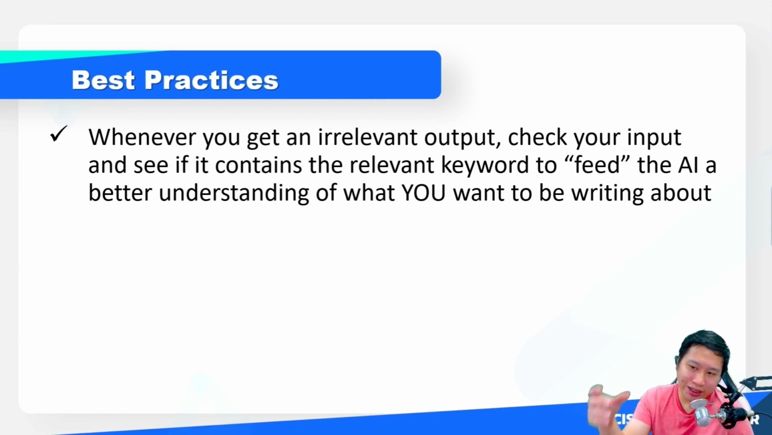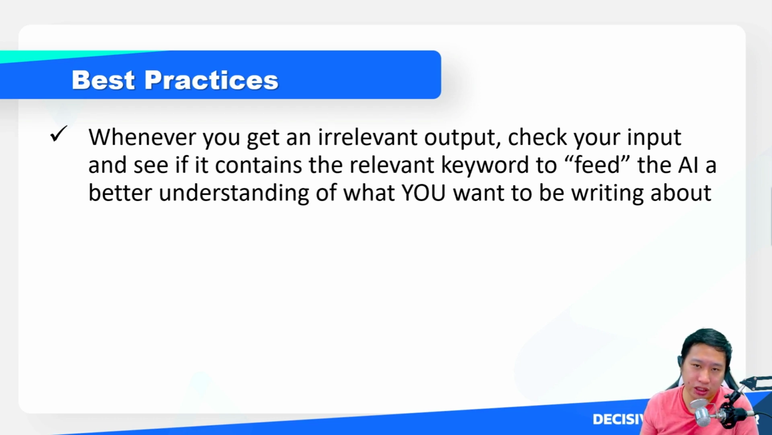So whenever you get an irrelevant output, always check your input and see if it contains the relevant keywords to feed the AI, so that you can have a better understanding of what you want. Not hoping that whatever the AI gives you works for you, but you've got to tell the AI what you want to be writing about.